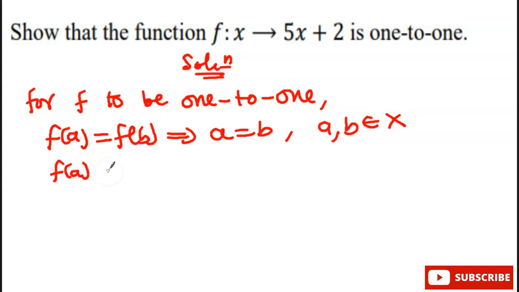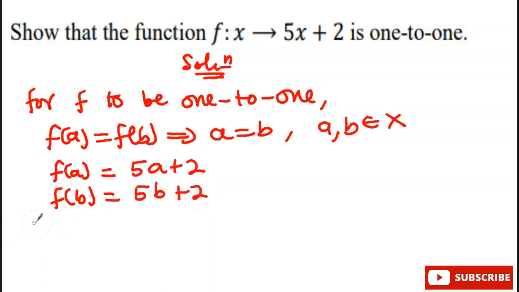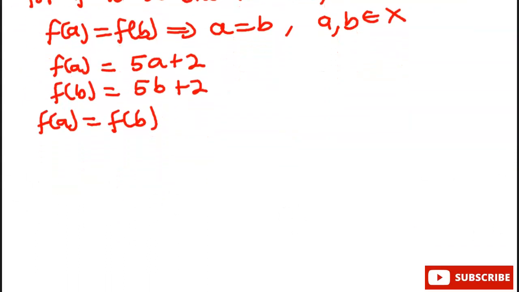So f of a will be equal to, wherever you see x, we put a. So 5a plus 2. Let's find f of b. F of b will be 5b plus 2. So we are saying that f of a must be equal to f of b. If that is the case, this implies that 5a plus 2 is equal to 5b plus 2.